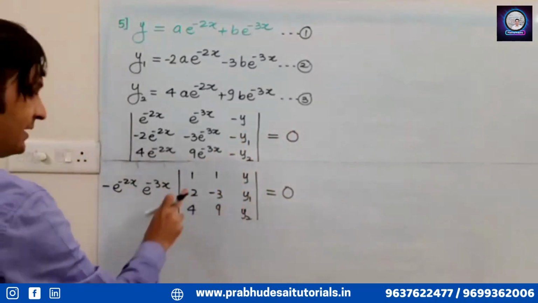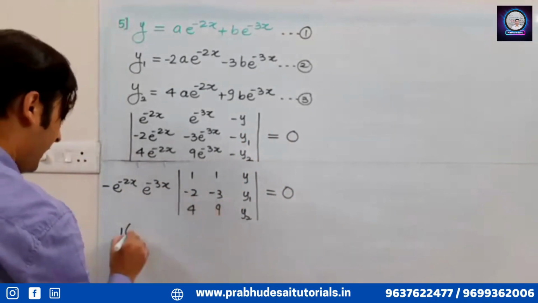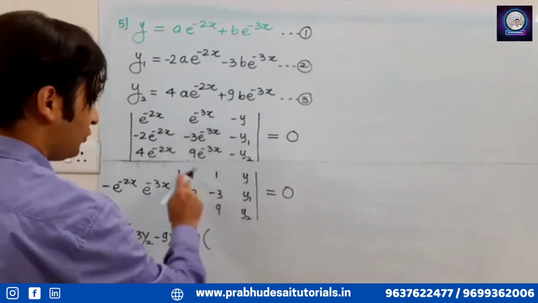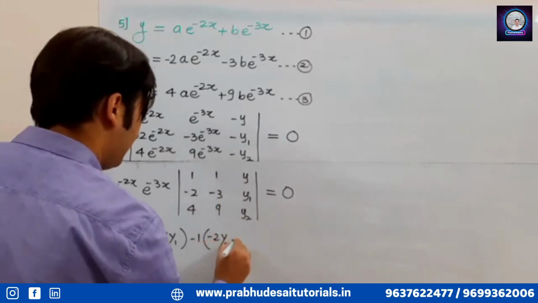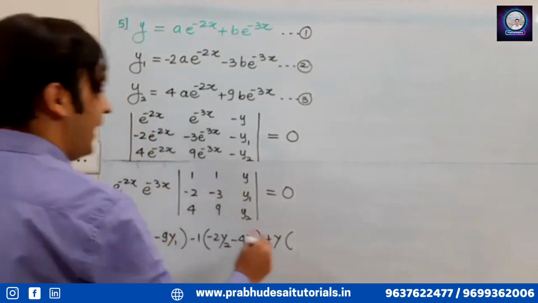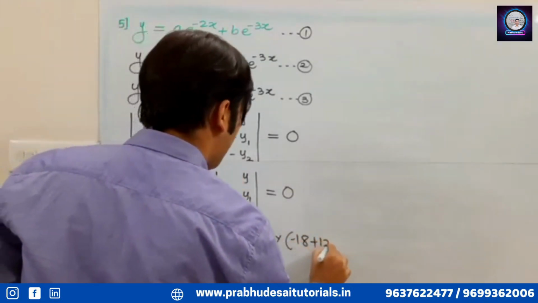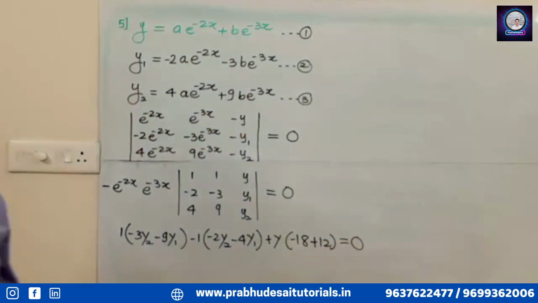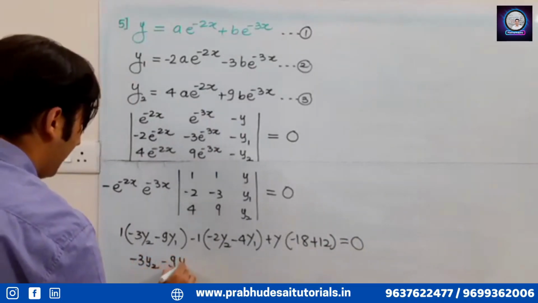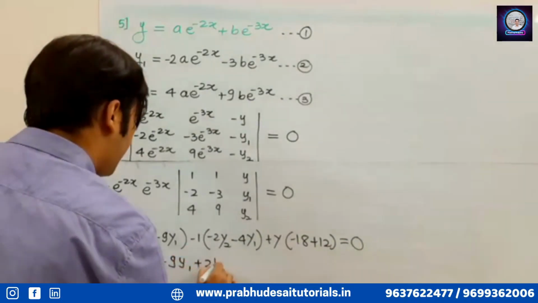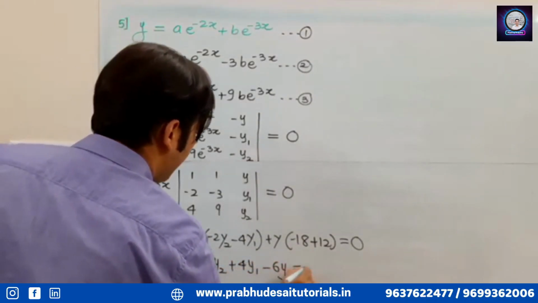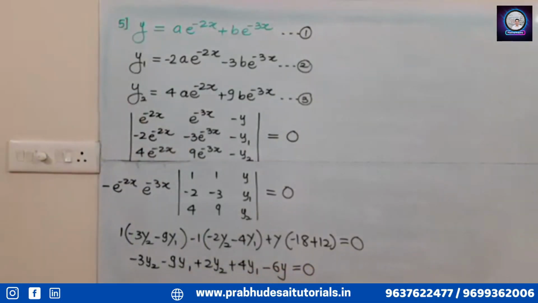So I need to solve this determinant. 1 into bracket minus 3y2 minus 9y1, minus 1 into bracket minus 2y2 minus 4y1, plus y into bracket minus 18 plus 12, is equal to 0. So we got it like this. Now minus 3y2 minus 9y1 plus 2y2 plus 4y1 minus 6y is equal to 0. So we got it like this.